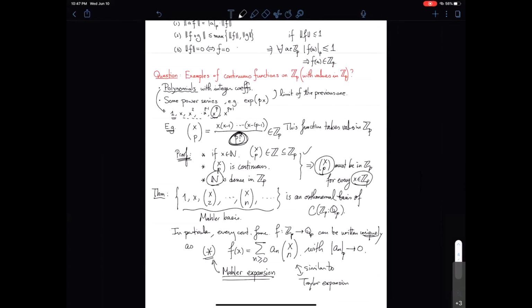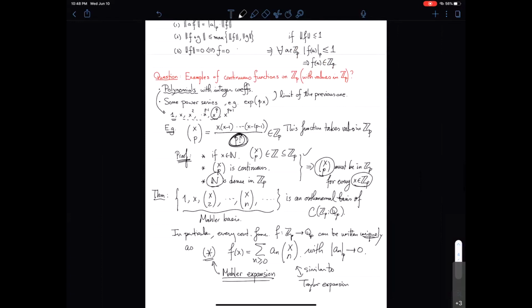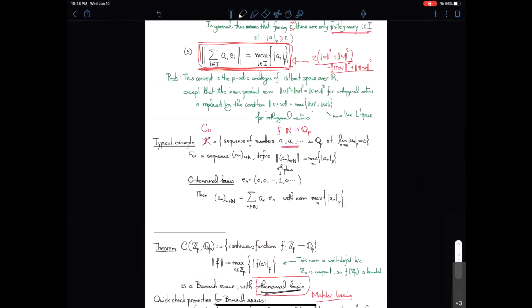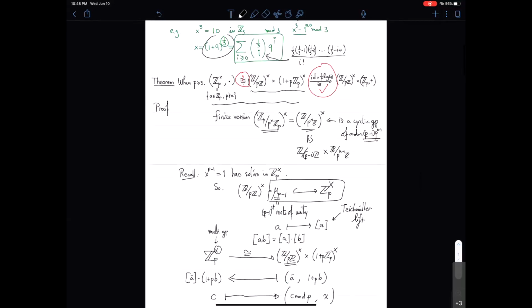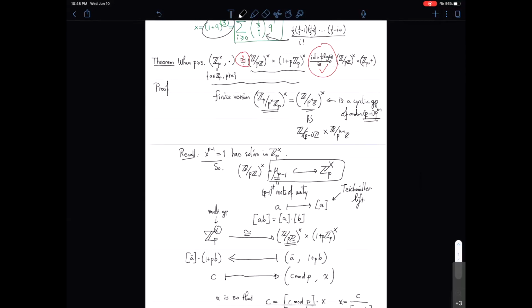Oh, there you go. Can you remind me what a Teichmüller lift is? Oh, that's from earlier. Right. So basically, this has a solution in here. If you start with an a here, then there's a unique solution to this equation here, which is congruent to this a modulo p. That's called the Teichmüller lift.